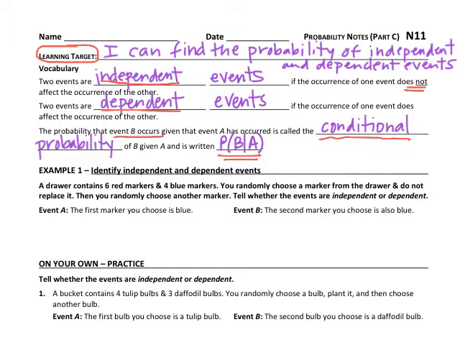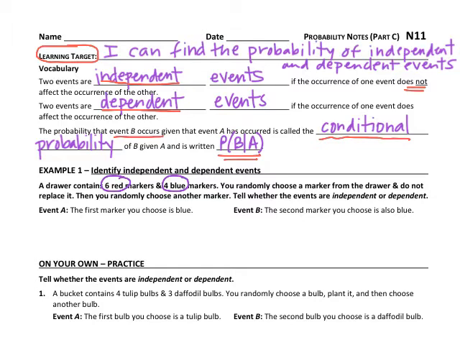And for example number 1, we want to identify independent and dependent events and then also solve for the probability. So a drawer contains 6 red markers and 4 blue markers. So we already have seen what we're dealing with, 6 red and 4 blue. If you randomly choose a marker from the drawer and do not put it back, then you are going to randomly choose another marker. What is the probability? Is it independent or dependent when you're just pulling a marker from a drawer?